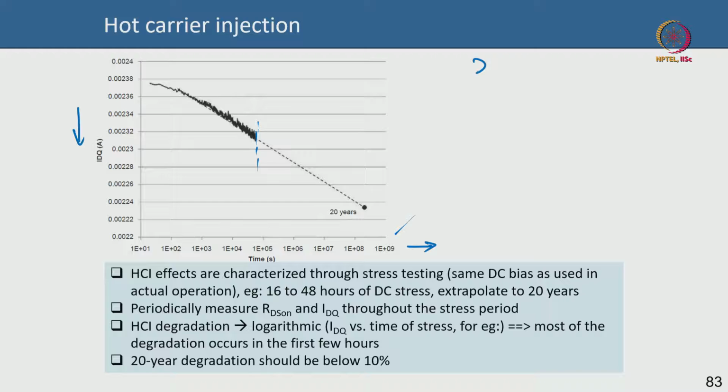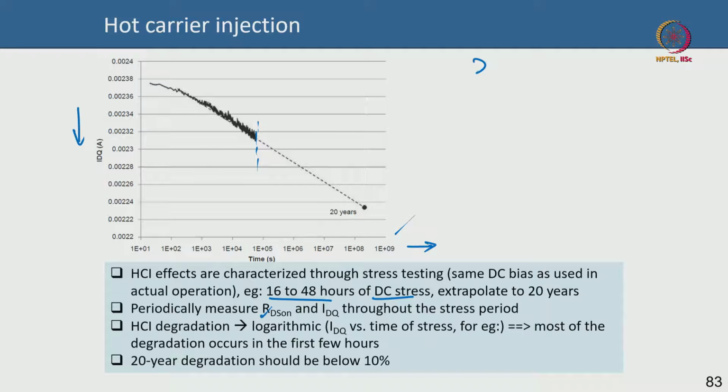What do you actually do? You stress the device, for instance for 16 to 48 hours, just an example. You stress the device under DC condition. When you say stress, it could be you apply a high field, you let the device see a very high field for a 16 to 48 hour duration. There are different bias conditions, semi-on, on, off-state condition, etc. But you bias the device, and then over this duration, 10 to the power 4 to 10 to the power 5 seconds, you keep measuring intermittently the current or the threshold voltage.